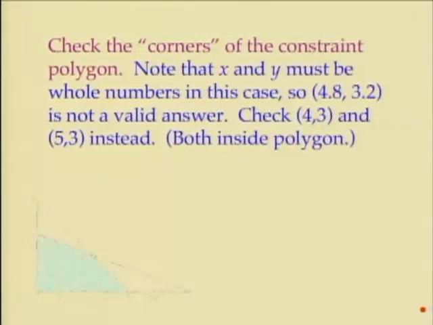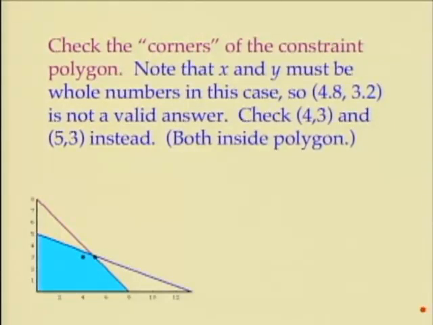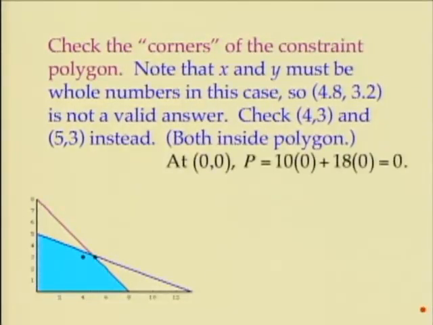The only constraint that I really have here is that the corners may not be whole numbers. And I need to think about doing whole number trays of things. So instead of 4.8 and 3.2, that's where these things actually hit each other, I'm going to look at whole number answers just inside the polygon. Like 4 and 3 are inside the polygon. 4 and 4 is not. 4 and 4 would be about right here, and that's actually outside the blue region. So we just check the amounts.